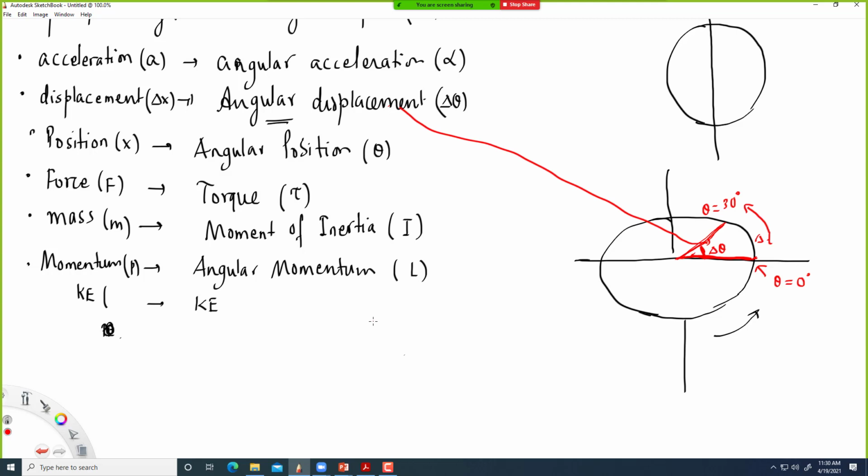Angular displacement is by how much the reference line is displaced within a certain time. And this number is the angular position, 30 degrees. If it's here, let's say it's 120 degrees, that's the angular position. If it's here, the angular position is not 120. What is the angle? 270 degrees. So that's the angular position. Angular position is where that reference mark is.